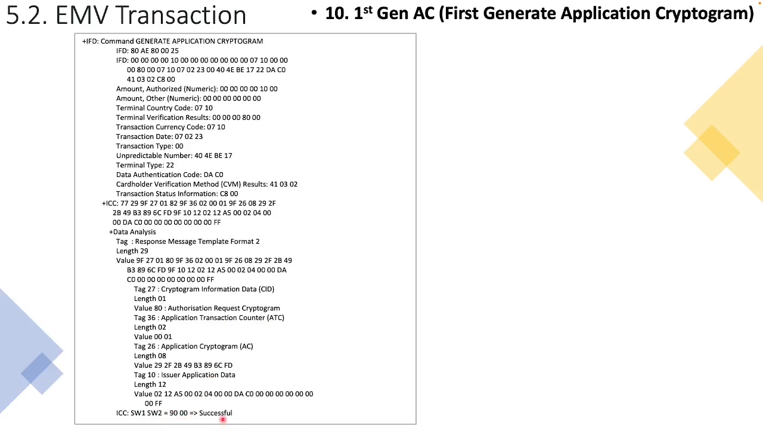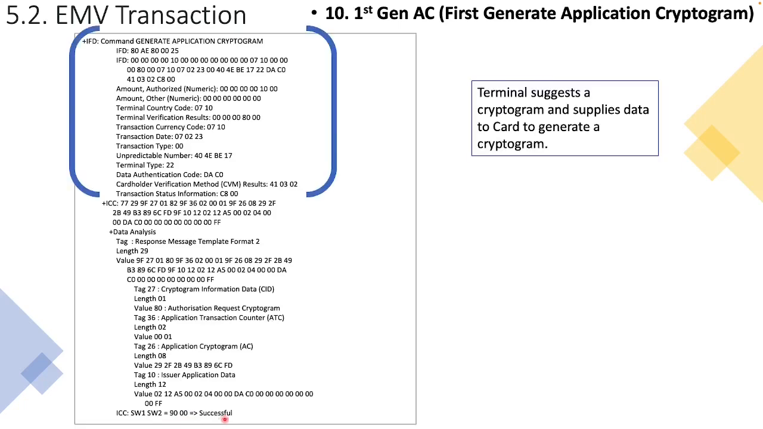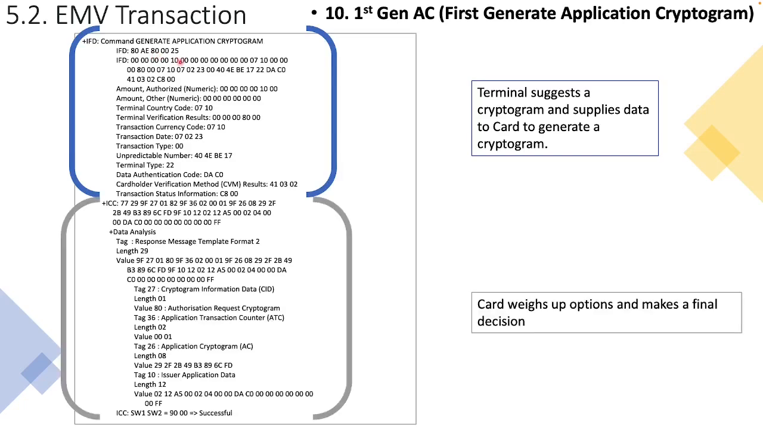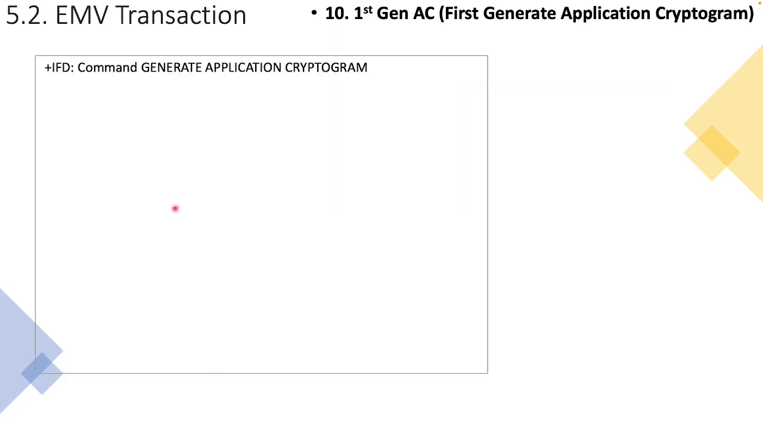So let's have a look at it in a little bit more detail. So the top part, remember the terminal. This is where we're saying let's request a cryptogram, and in this case, we know that the terminal is asking for an 80, which means it's asking for an ARQC. Okay, the card weighs up the options and it makes a final decision in tag 9F27, and it comes back with the 82, which is fine. This also stands for an ARQC. Okay, right. So let's have a look in a bit more detail.